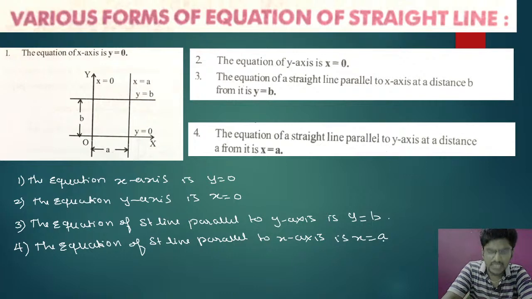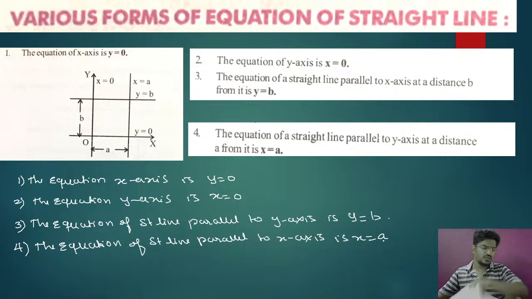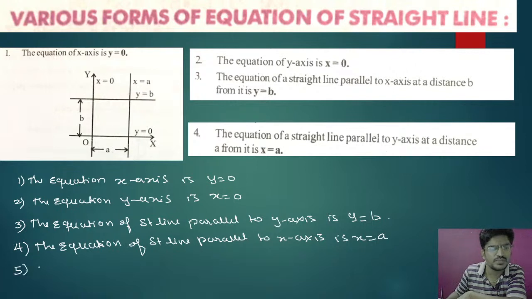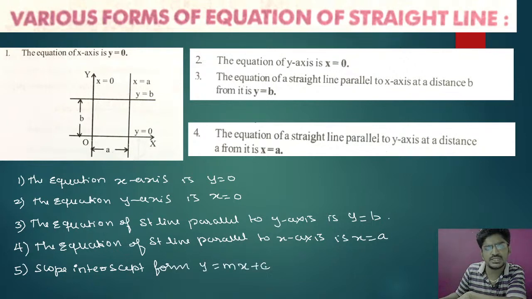So now using this we can see the fifth one, the various forms of the line. The fifth one is slope intercept form. So you can see what is slope intercept form. Quickly tell me. Already I have discussed slope intercept form. That is y equal to mx plus c. Okay. So this is the slope intercept form.